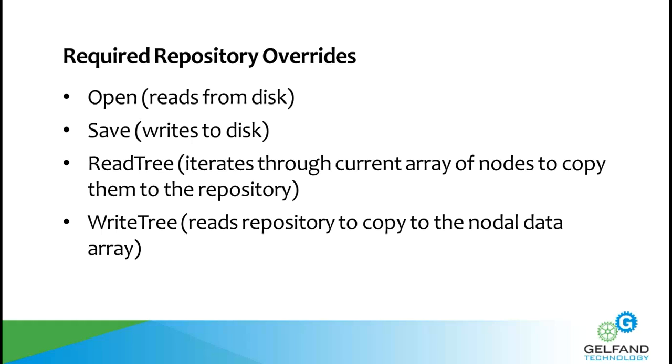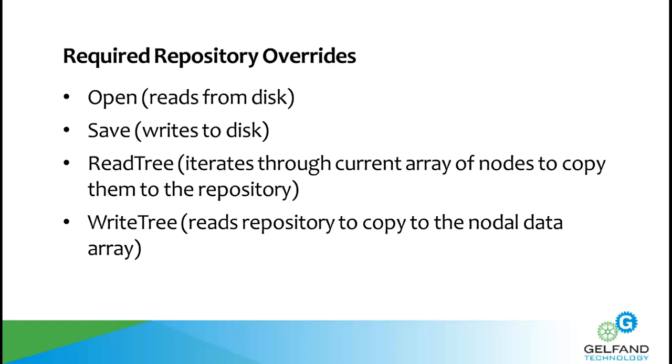This takes the repository and saves it to disk and reads it back from disk, but by default there's actually nothing in the repository itself. It doesn't have any data types defined. You have to determine what is in the repository, and that's where your read tree and write tree come from. Your read tree will iterate through your current array of nodes to copy them somehow into the repository. You define how they're being copied and stored, and the write tree is just the opposite.